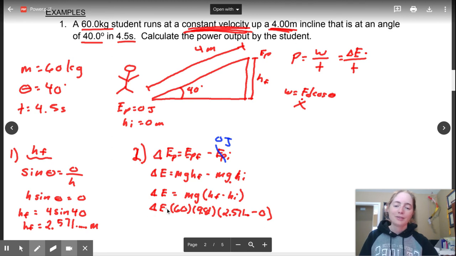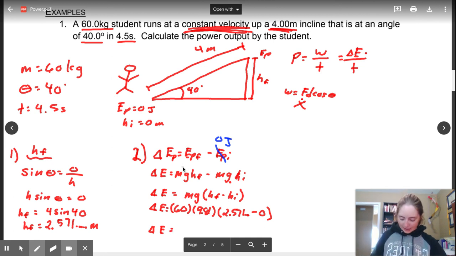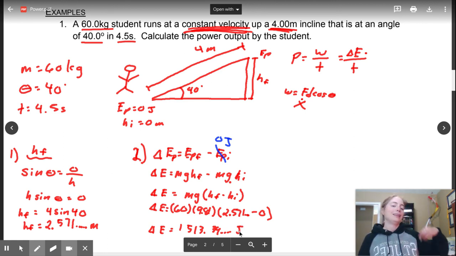Okay, so ladies and gentlemen, we are going to get our delta E here. Our delta E is the lovely value of 1513.397... joules. Leave those values in your lovely calculators.